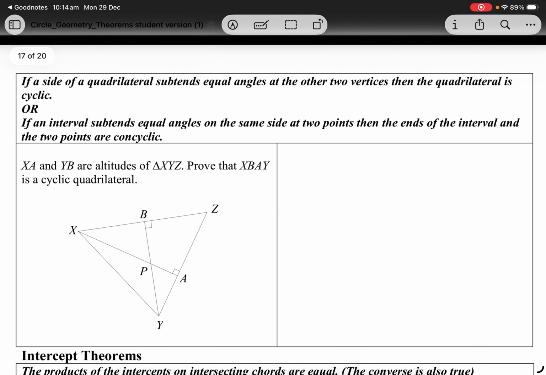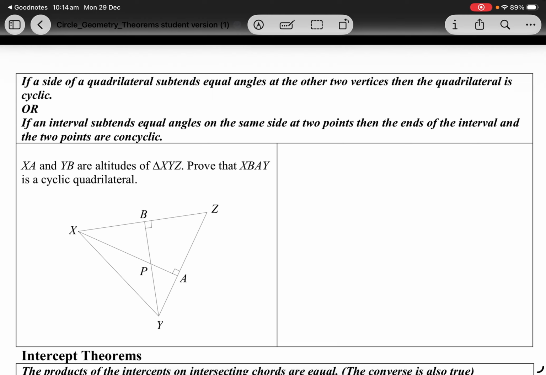Okay, now looking at one more. It's saying that if a side of a quadrilateral subtends equal angles at the other two vertices, then the quadrilateral is cyclic. So we're saying that a side of a quadrilateral subtends equal angles.